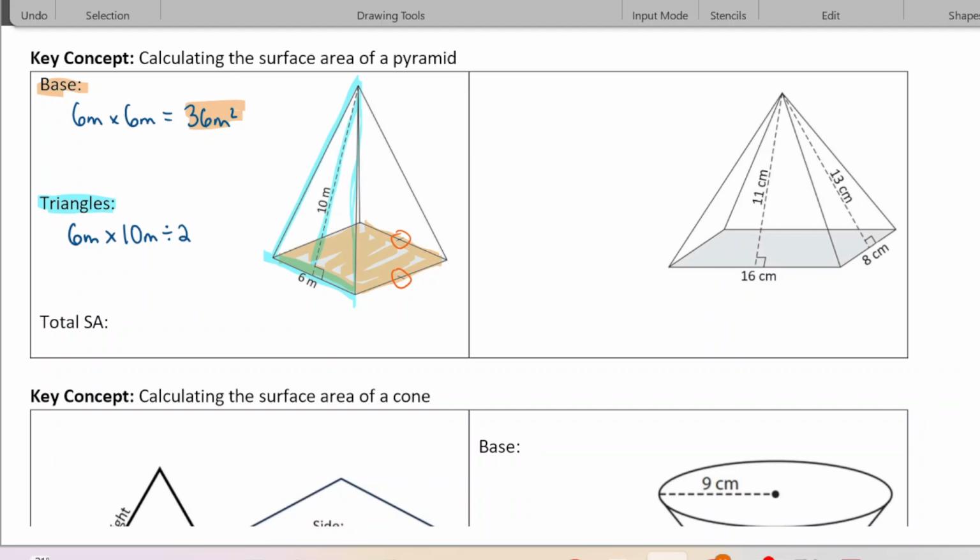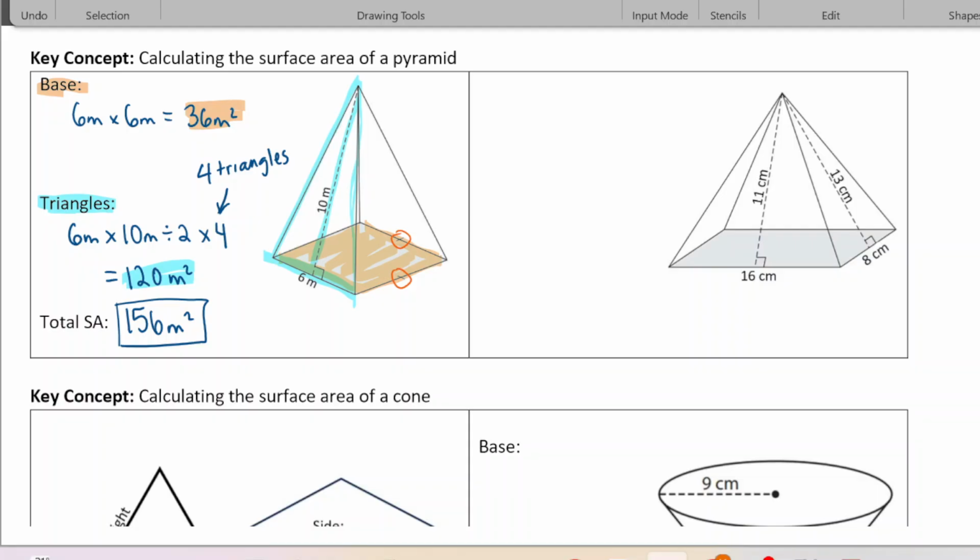So that would be for one triangle. But I have 4 going all the way around this pyramid. So I'm going to multiply this number by 4 because there are 4 triangles. So 6 times 10 is 60, divided by 2 is 30, times 4 is 120 meters squared. So I'm going to add up that blue number and that orange number. 36 plus 120 is 156 meters squared for the surface area. So that's telling me the area of all the outer surfaces of that pyramid.